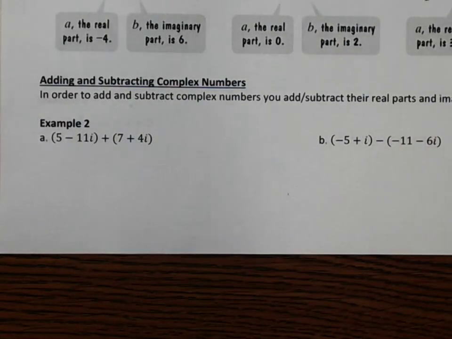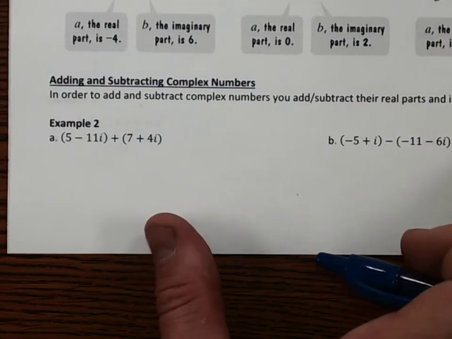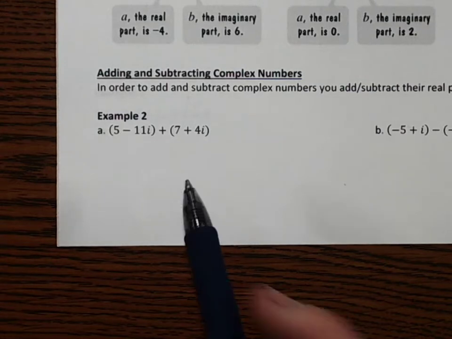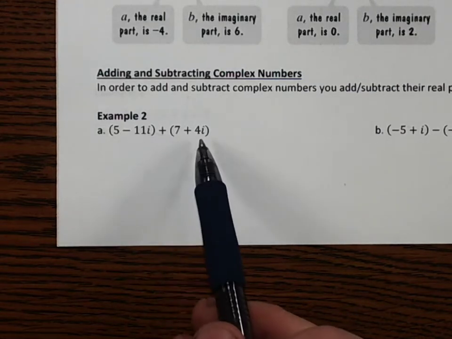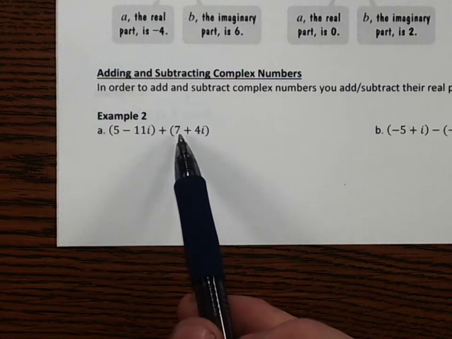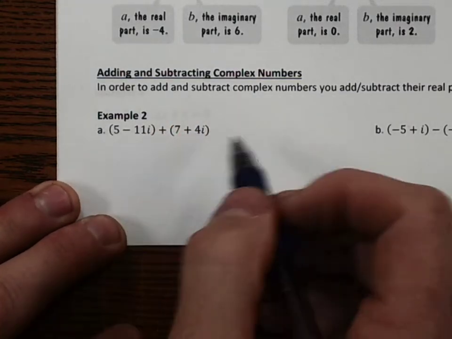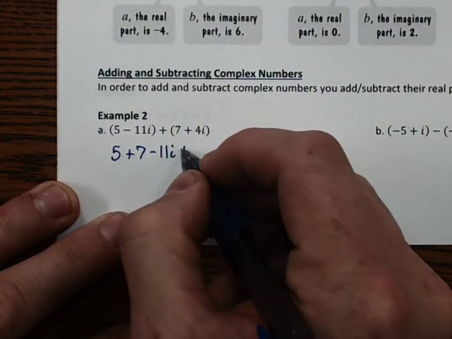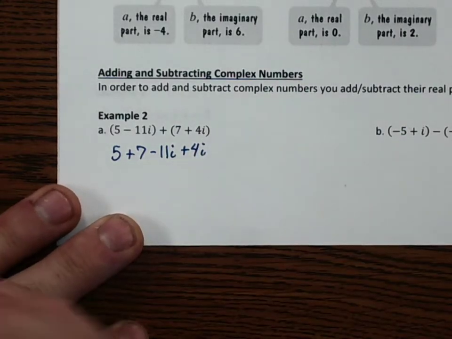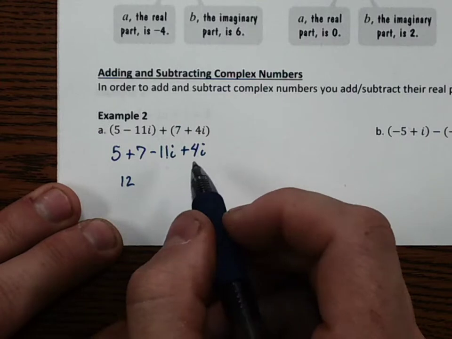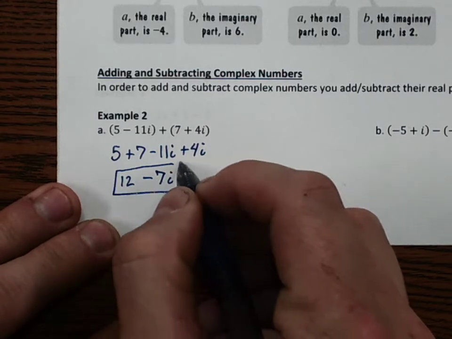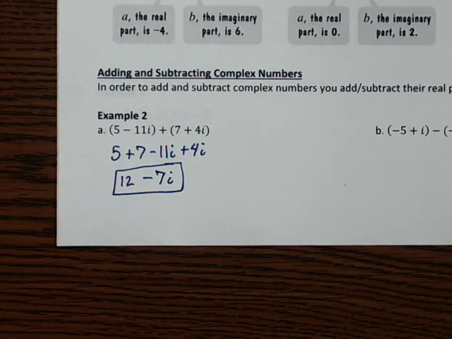Adding and subtracting complex numbers. You add and subtract these just like you would any other variable. You add and subtract like terms. So i is going to be a like term with 4i. 7 is going to be a like term with the 5. So you really don't need the parentheses. It's 5 being added with 7 minus 11i, which is being added with 4i. 5 plus 7 is 12. Negative 11 plus 4 is negative 7i. So the combination of those two numbers is 12 minus 7i.